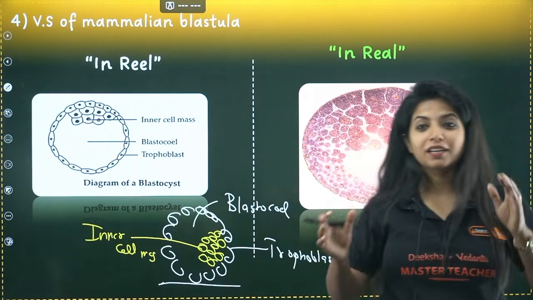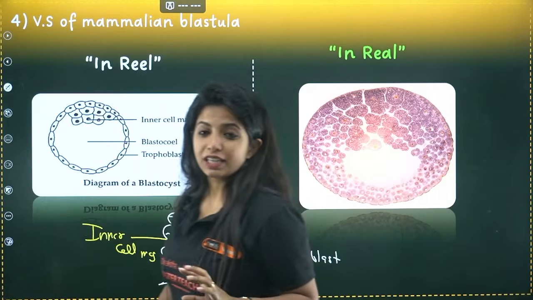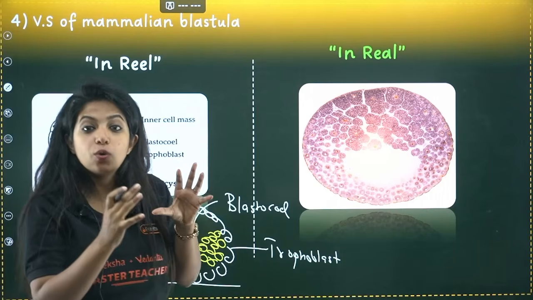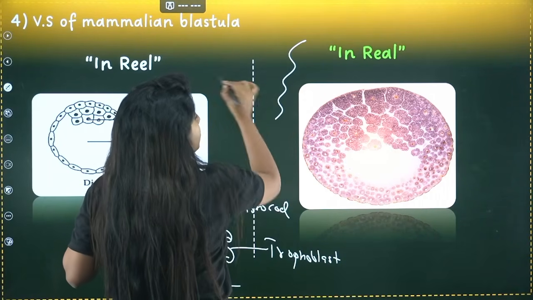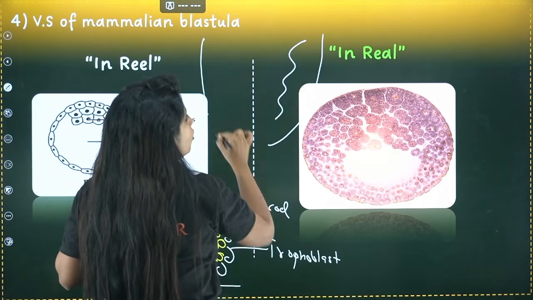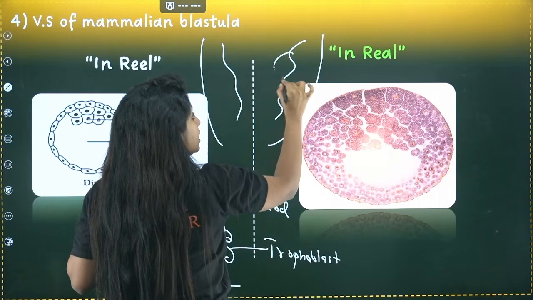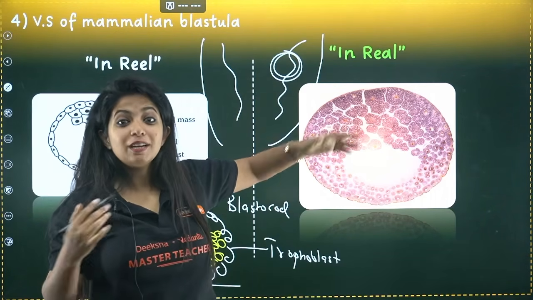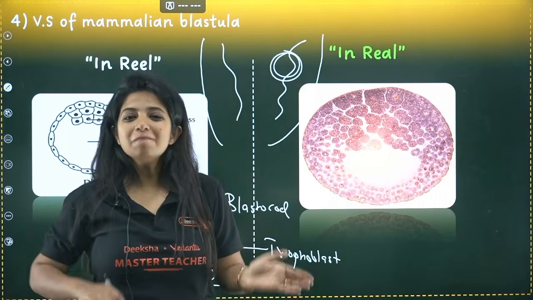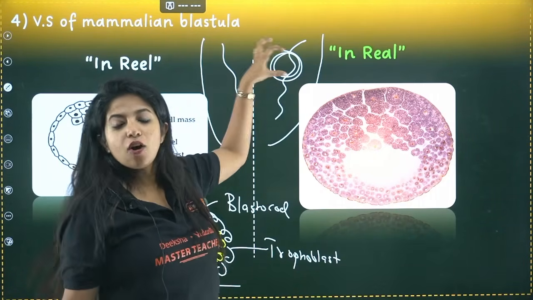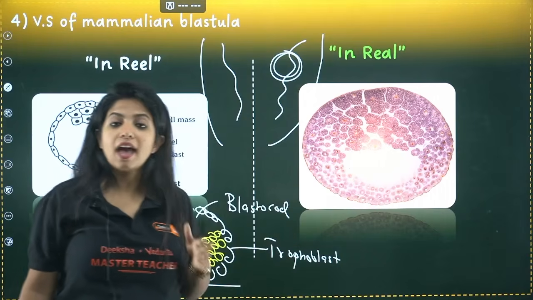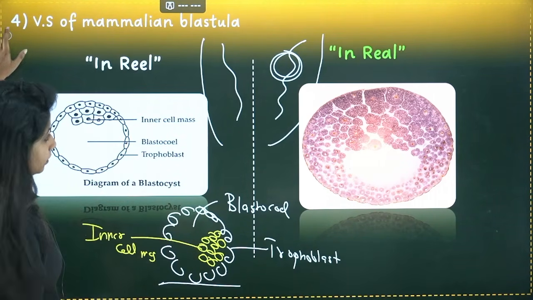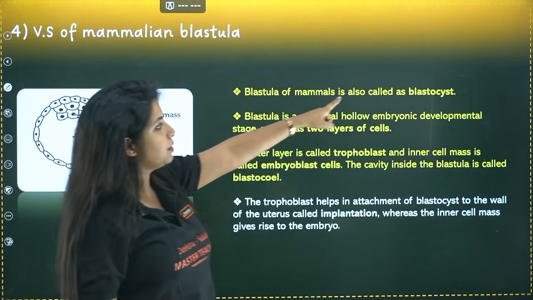Why is this particular embryonic stage very famous? Because in this embryonic stage, the embryo is going to get embedded into the endometrium of the uterus. After this, the fetal formation is going to begin. So implantation, or embedding of the blastocyst inside the endometrium, happens in this particular stage. So you should know that. Okay, cool. So blastula of mammals is also called blastocyst.